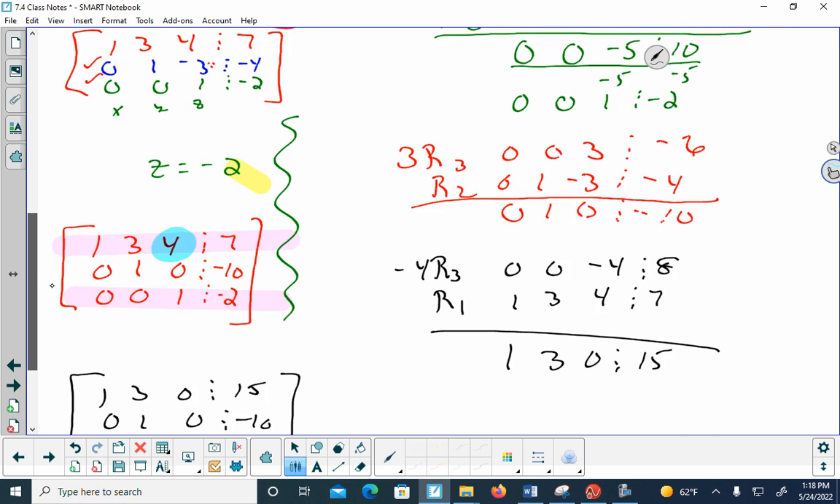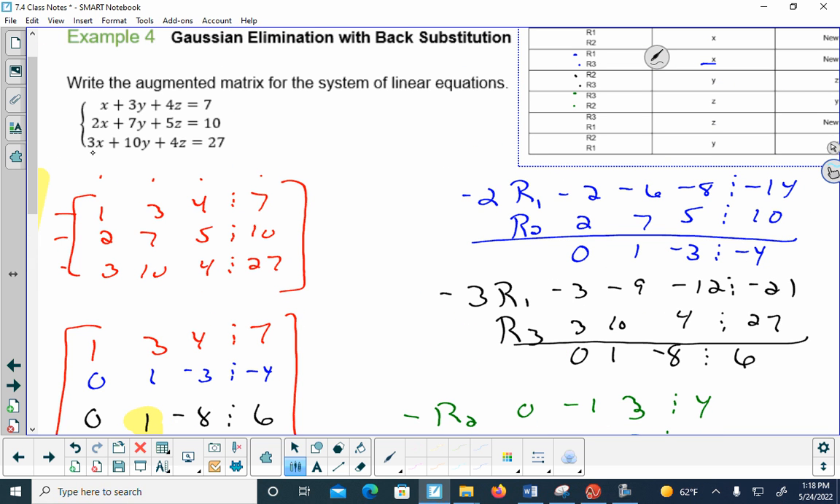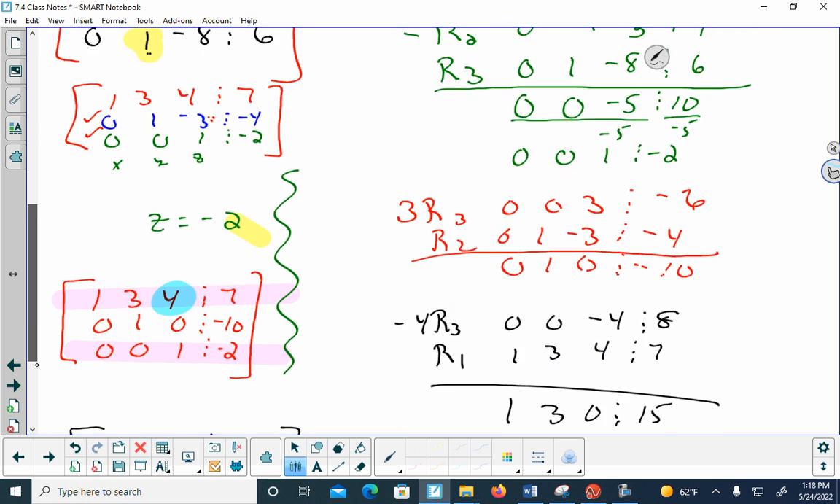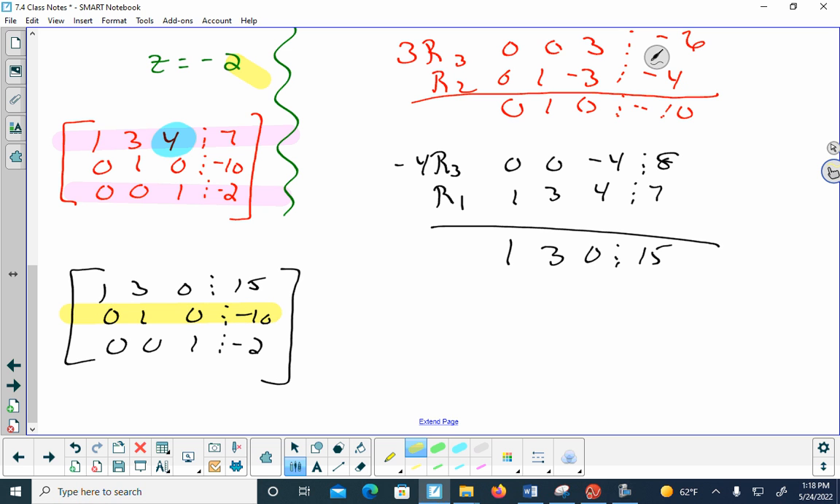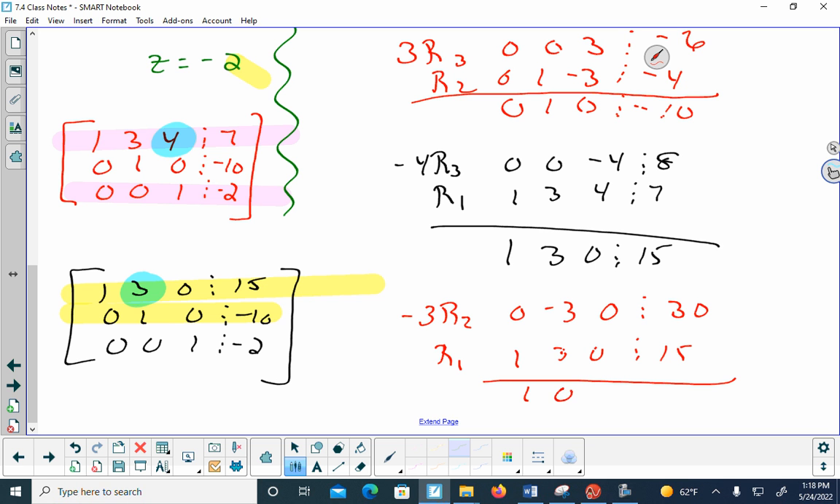Now I'm going to follow the pattern. I'm going to go back up and I'm going to do 2 and 1 to eliminate the y. So if I look at row 2 and row 1, to eliminate the y, I'm going to multiply by negative 3. And so I'm going to have negative 3 times row 2, so 0, negative 3, 0, positive 30. And then row 1 is 1, 3, 0, 15, and I get 1, 0, 0, 45.